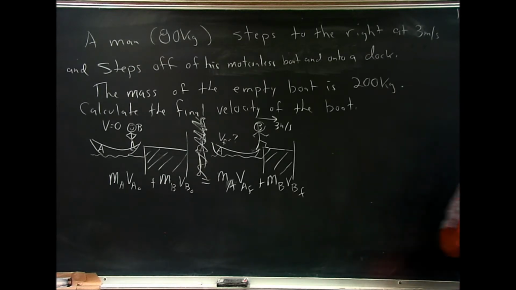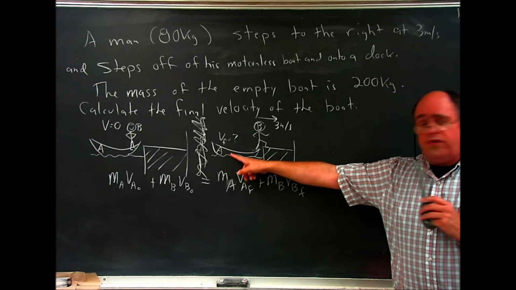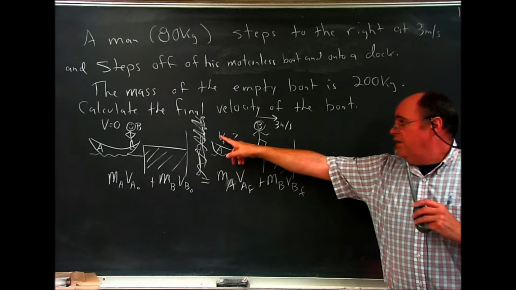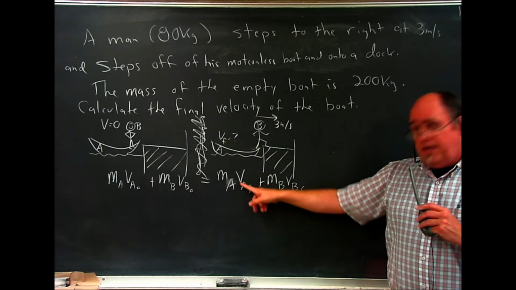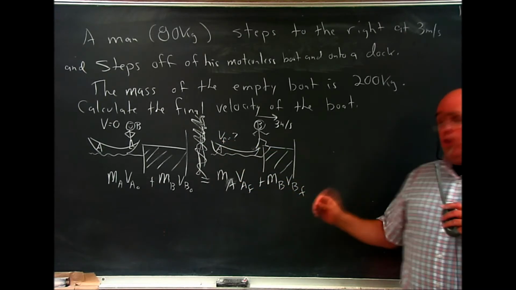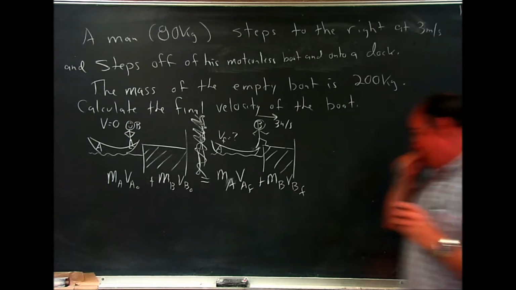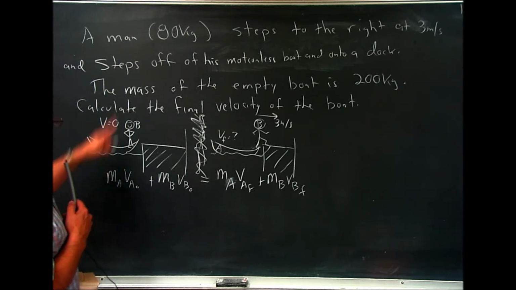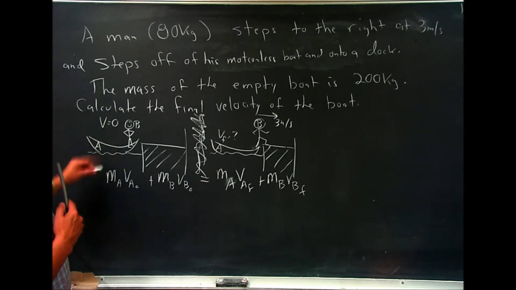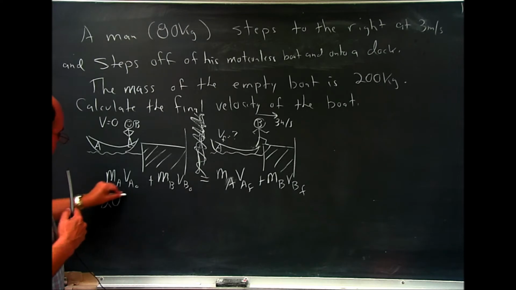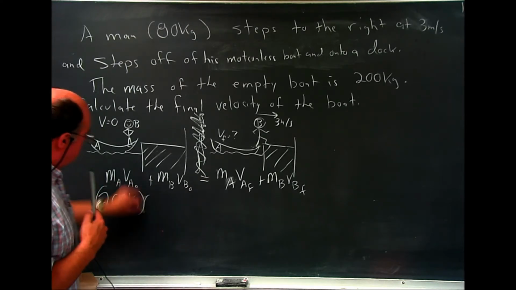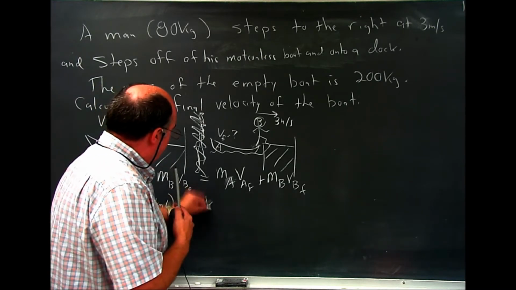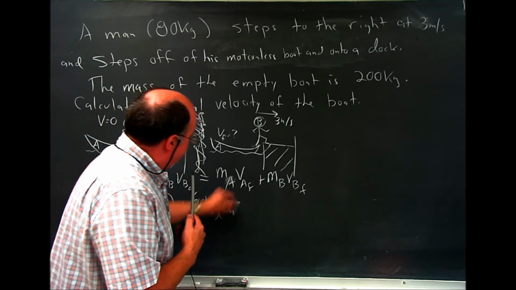So my job is to try to figure out this. I don't know the velocity of the boat. The boat has a subscript A on it, so I have to figure out the final velocity, V subscript A final, the final velocity of that boat. So I plug it in. The mass of the boat, A, is 200 kilograms, but the speed is 0. And over here it's the same thing: 80 kilograms, but the speed is 0.